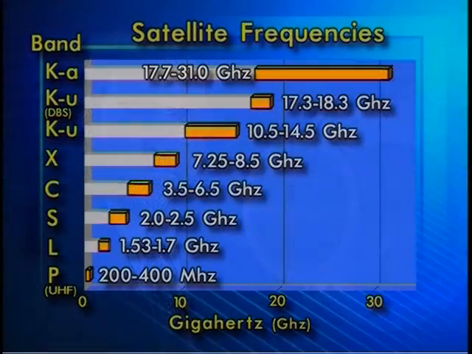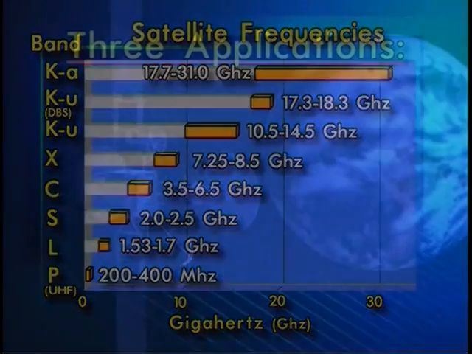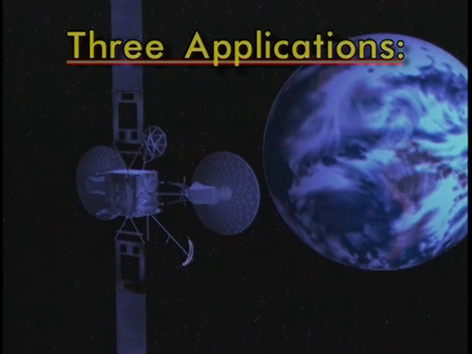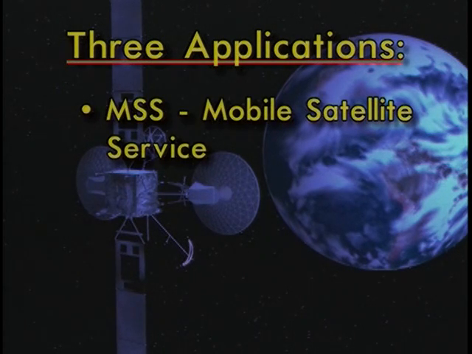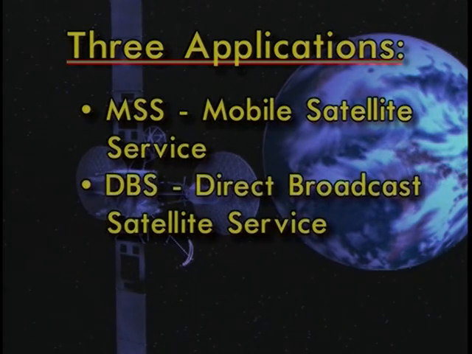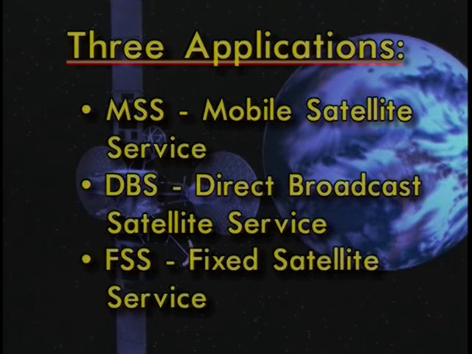Let's back up a little and take a look at the frequency bands allocated around the world by the ITU for satellite communications. We can look at this diagram and see that there are distinctly different types of satellite services allocated to different bands. Specifically, most satellite communications fall into three different applications: the Mobile Satellite Service, or MSS, Direct Broadcast Satellite Service, or DBS, and Fixed Satellite Service, or FSS.